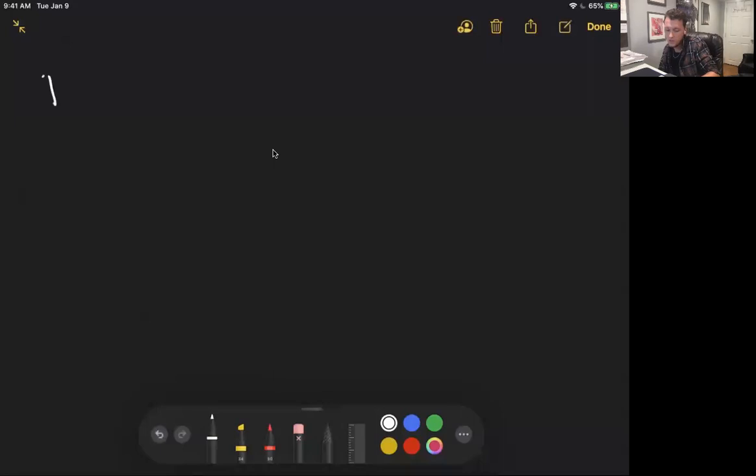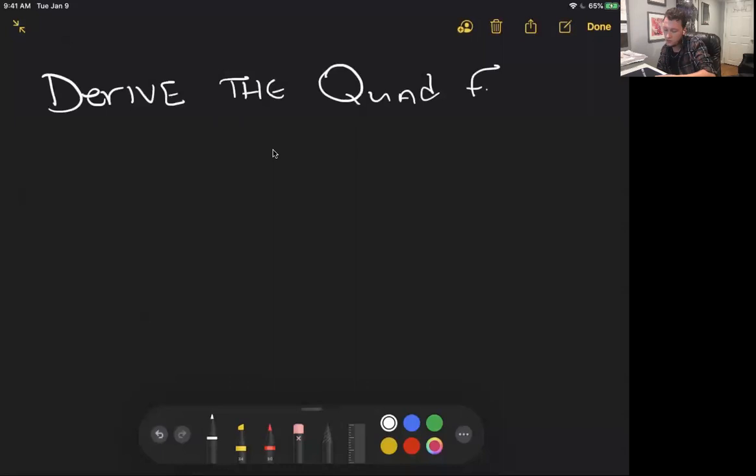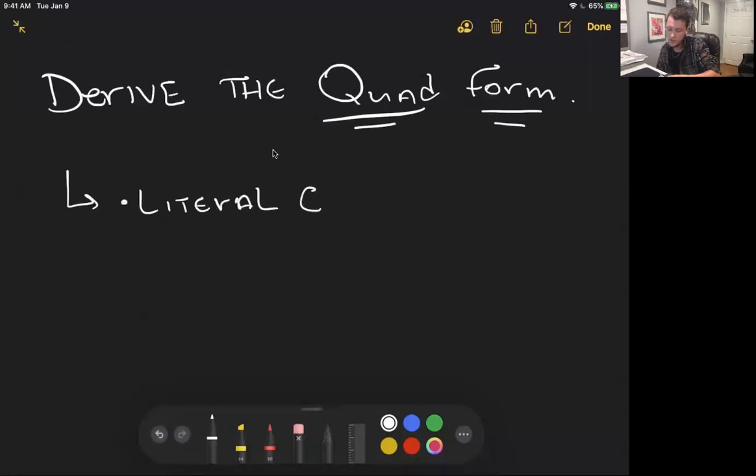So today we are going to derive. Derive what, you say? We're going to derive the quadratic formula. Woohoo! Deriving any formula uses two things. The two things that it uses are your knowledge about literal equations. We learned that a literal equation is simply just a formula.